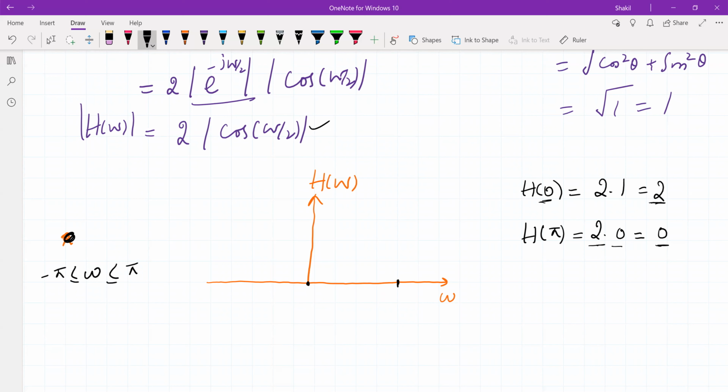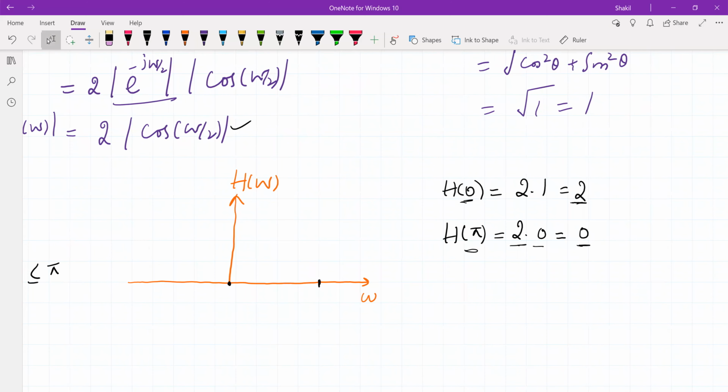So what is going on? It is allowing the low frequencies, meaning the 0 frequency, to pass, but rejecting the higher frequencies. So this is some kind of a low pass filter. It's allowing the lower frequency; omega equal to 0 means low frequency. So this is low frequency.